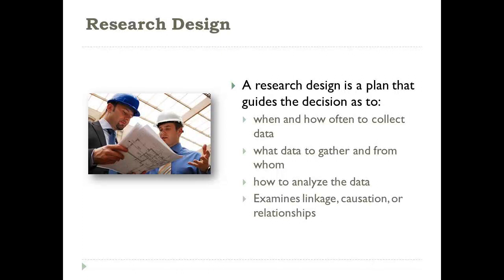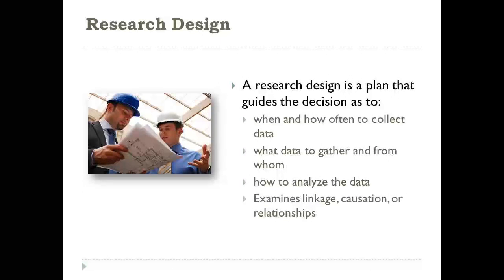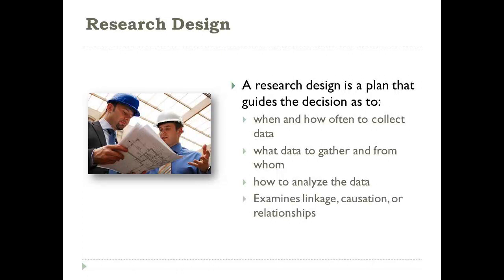Just like any great builder starts out with a blueprint to guide and direct the construction of a building, a researcher needs to start out with a research design to really guide decisions that need to be made about conducting the research, about making plans. A research design does three things. It says when and how often data is collected, what data needs to be gathered and from whom, and how to analyze the data. In this tutorial, we're going to talk about several different quantitative research designs.